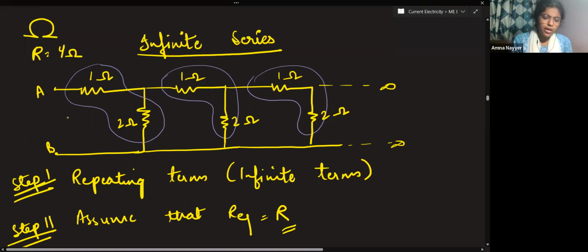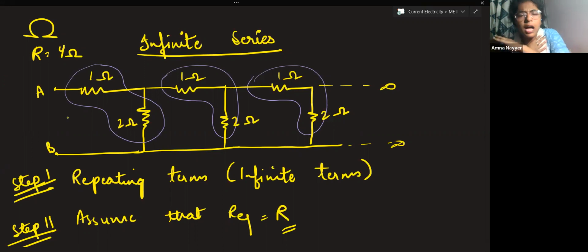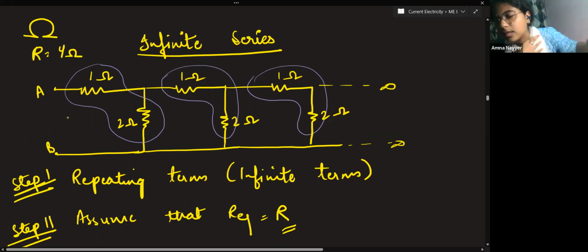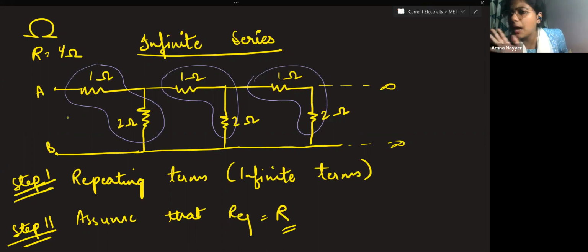Let's say whatever is my answer, the equivalent resistance for this whole infinite series, let's assume that is capital R. Whatever is my answer, that is capital R. I have assumed it as capital R. Capital R is the whole answer for this. When I solve this entire infinite circuit, what should be the answer? I have taken it as capital R.